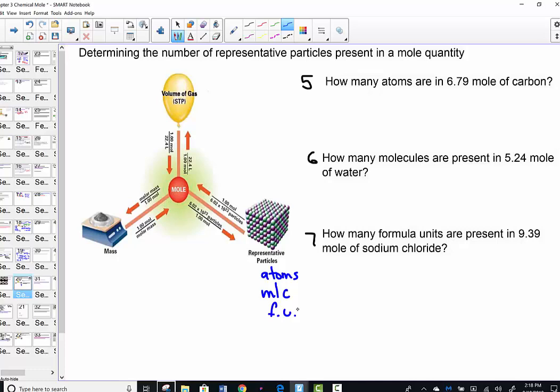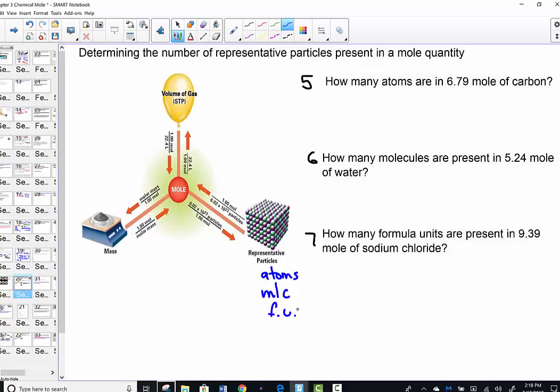Atoms, molecules, and formula units. That means individual elements, molecular compounds, or ionic compounds. Sometimes we call those salts. That's what those little jelly beans, little Skittles or something, look like. Those are the individual pieces.